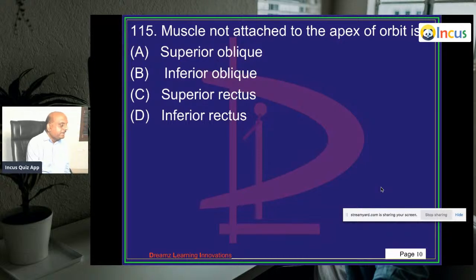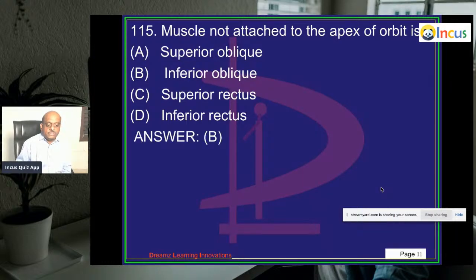Question number 115. Can you please punch your answers? Muscle not attached to the apex of the orbit. Yes, doctor, I'm waiting for your answers. Kaun banega PG Pati? Shoot your answer. Narsi Bajia is betting on superior rectus. Arun Guru is betting on superior oblique.